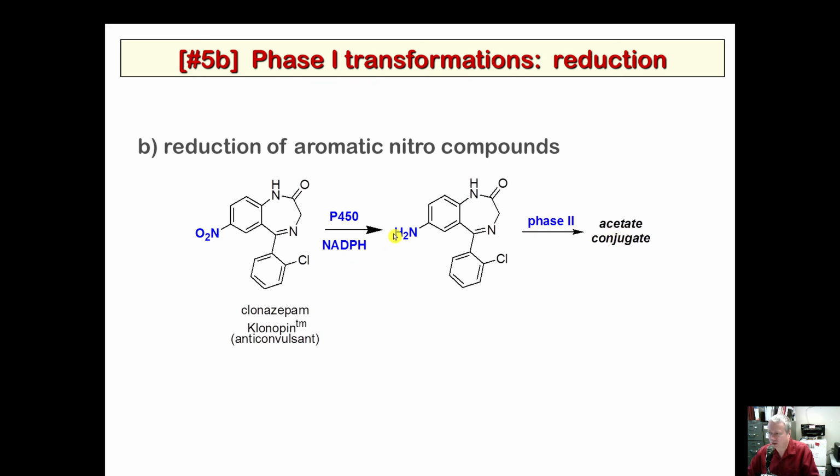Of course, it could potentially reoxidize, but that would kind of put you where you started. Most likely, the aniline is just quickly conjugated with something like glucuronic acid, and then expelled or excreted.